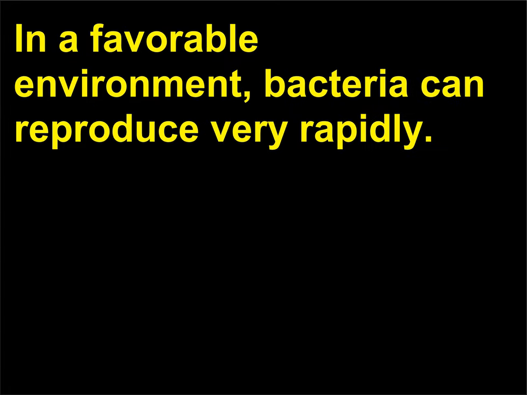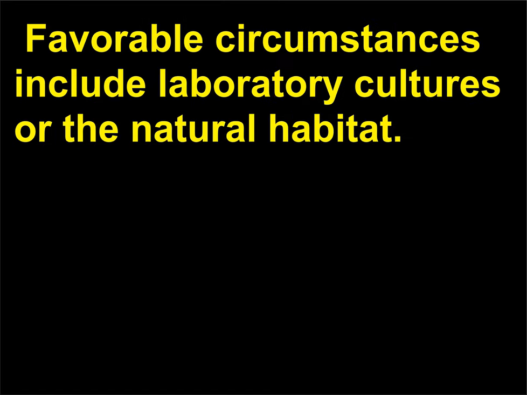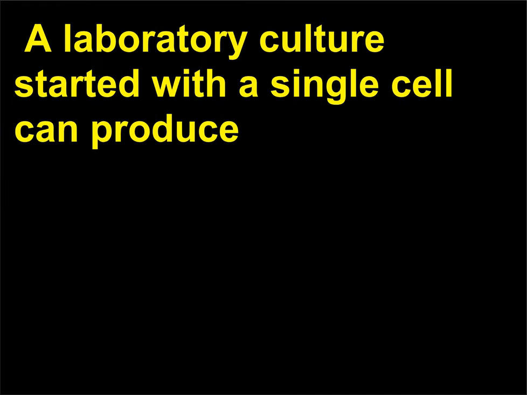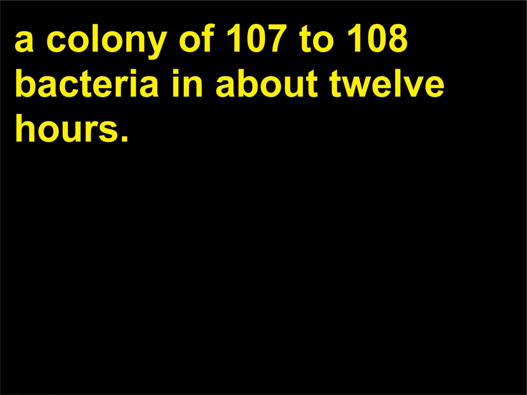In a favorable environment, bacteria can reproduce very rapidly. Favorable circumstances include laboratory cultures or the natural habitat. For example, under optimal conditions, Escherichia coli can divide every 20 minutes. A laboratory culture started with a single cell can produce a colony of 10^7 to 10^8 bacteria in about 12 hours.